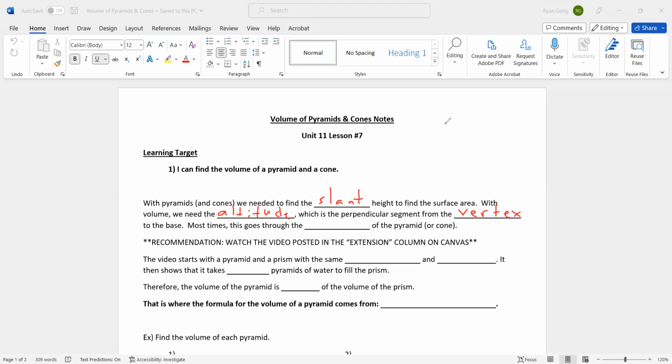Most times, the altitude goes through the middle of the pyramid or the cone. Not always, and I will show you a couple examples where it doesn't, but most of the time it goes to the middle of the pyramid.